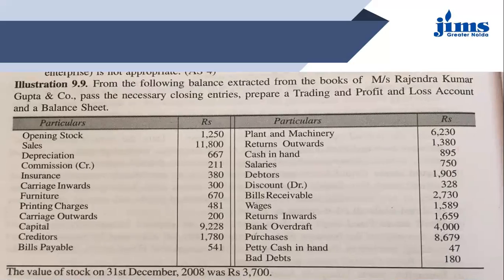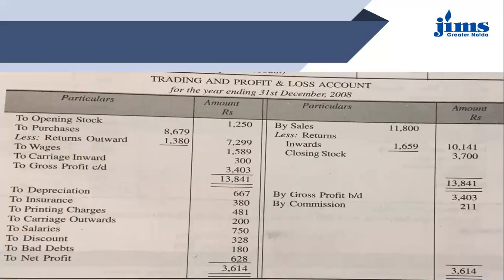after wages, it is return inward. This we have already considered. Bank overdraft is a balance sheet item. Purchases, we have already considered. Petty cash in hand, this is again balance sheet. Bad debts, you need to mention under the P&L account. So bad debt 180 already mentioned in the debit side P&L account.